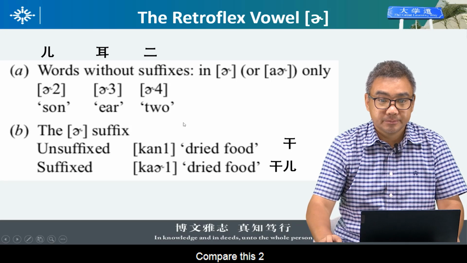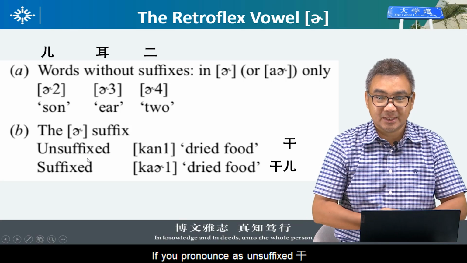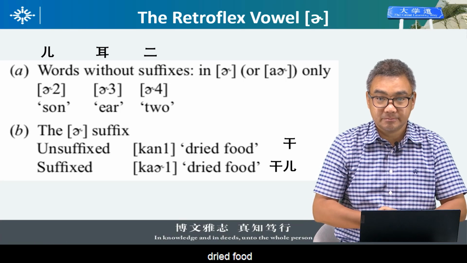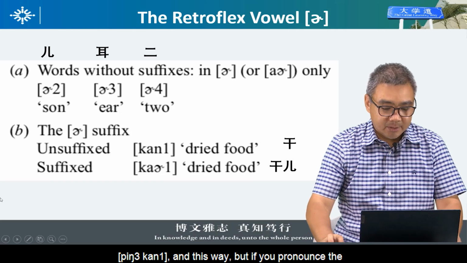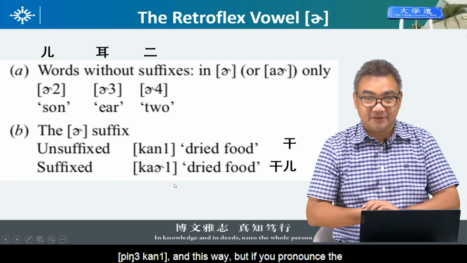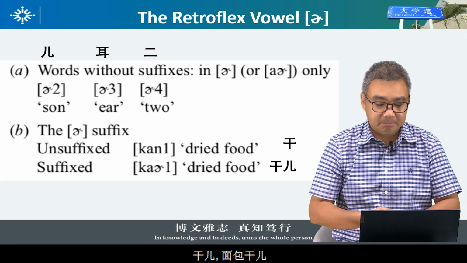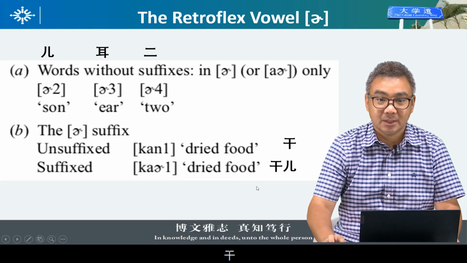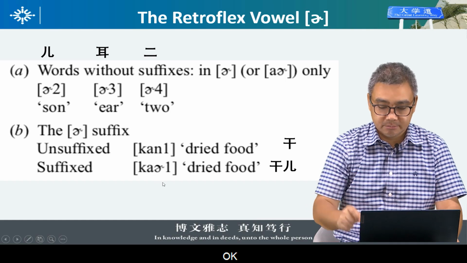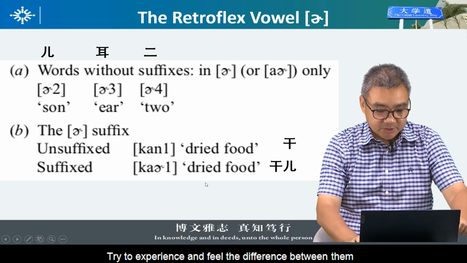Compare these two examples. If you pronounce it as unsuffixed gan, dried food, for example, 饼干, and this way. But if you pronounce the suffix way, 干肉干面包干, you need to roll your tongue. Try to experience and feel the difference between them.